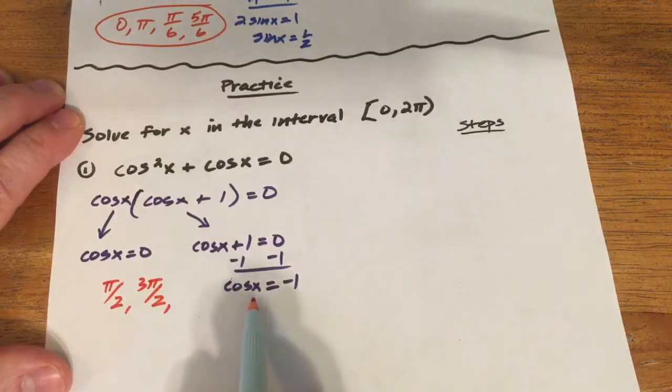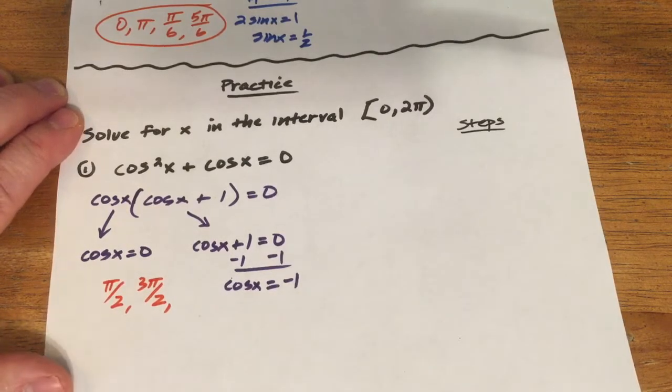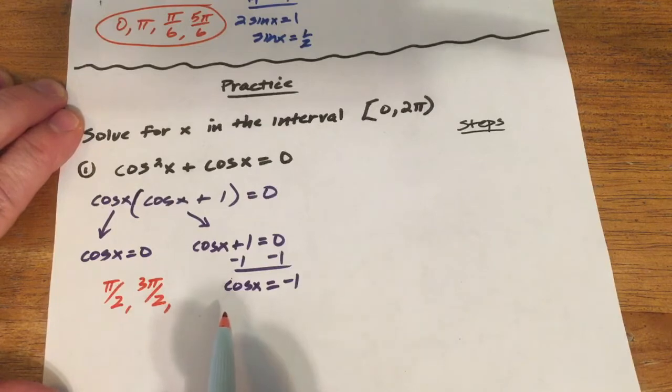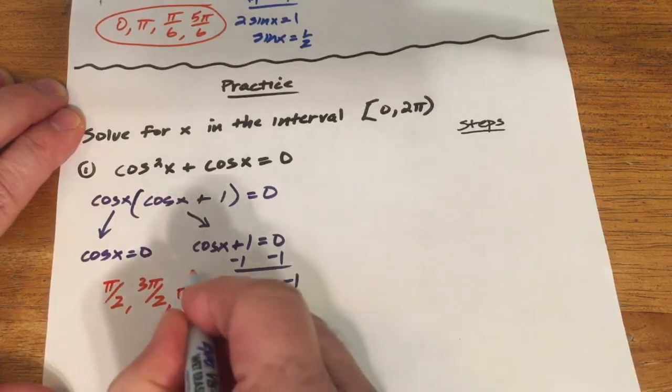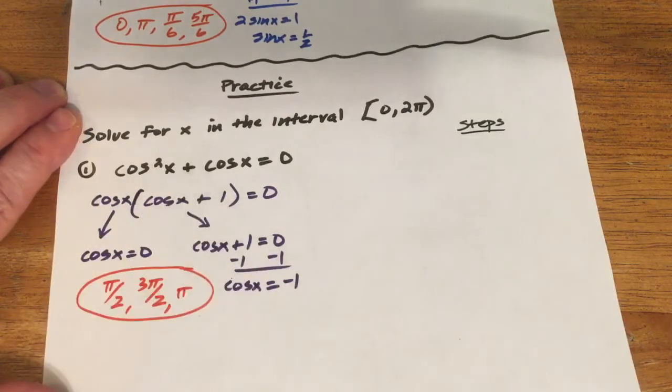Where does our first number equal -1 on the unit circle? Well, at this point in time, you should be pretty comfortable with your unit circle. Hopefully you can do this in your head. Your first number is equal to -1 on your unit circle at pi. So for this problem, 3 answers.